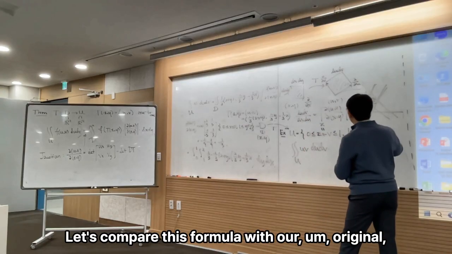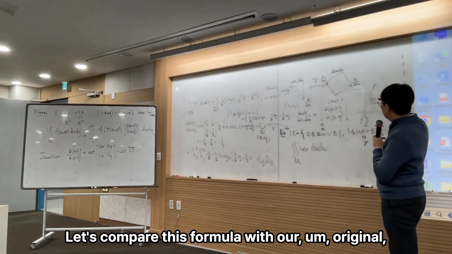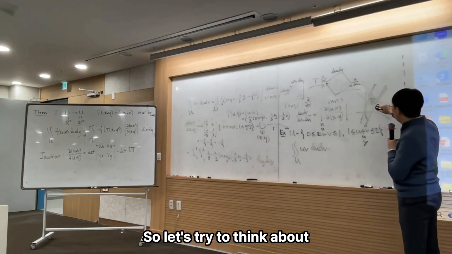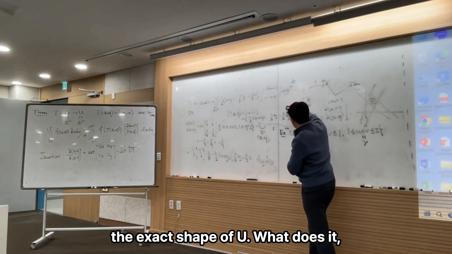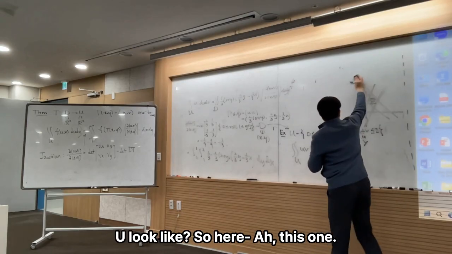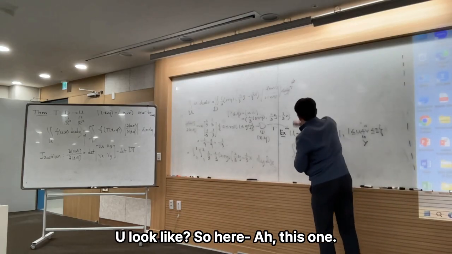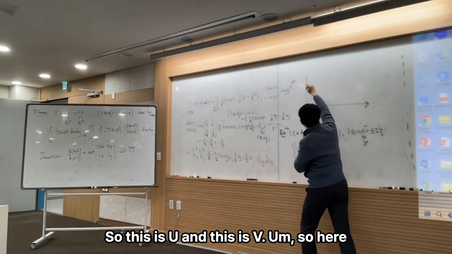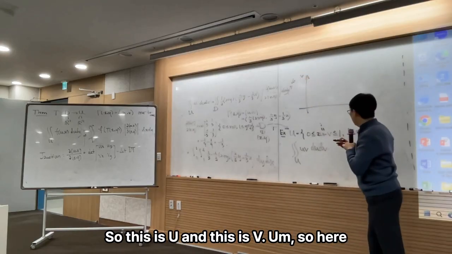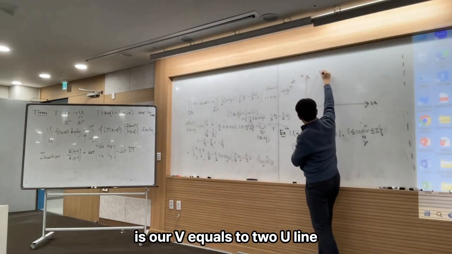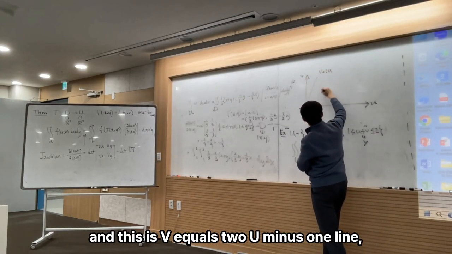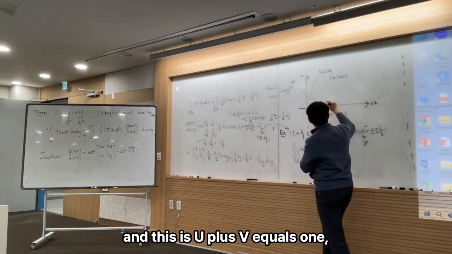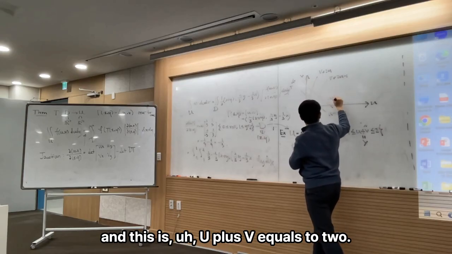Let's compare this formula with another approach. Let's think about the exact shape of the domain in u, v. What does it look like? So this is u and this is v. Here is our line v equals 2u, and this is the line v equals 2u minus 1, and this is u plus v equals 1, and this is u plus v equals 2.